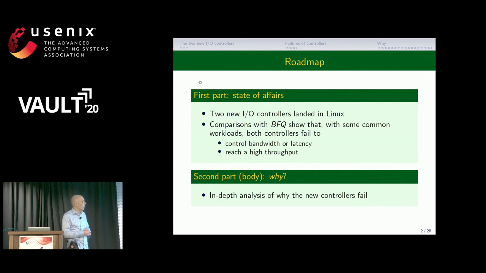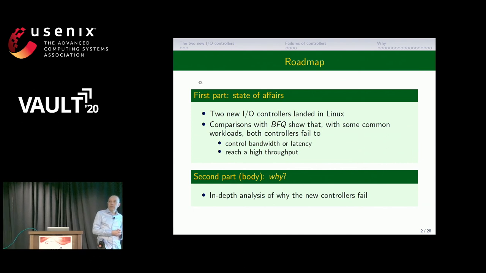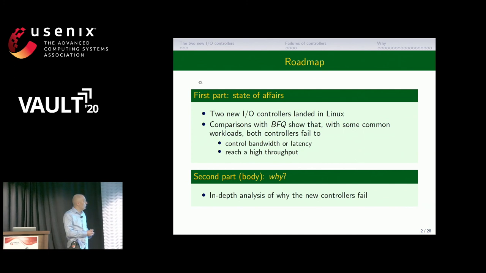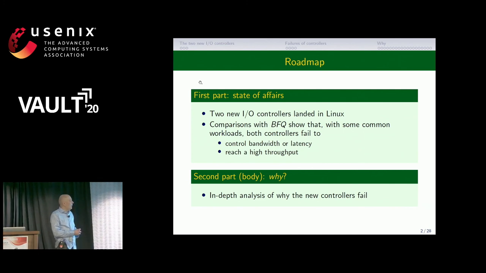BFQ IO scheduler. The essential result that I've obtained is that these controllers with several common workloads just fail to do their job. So they fail to control bandwidth, which is their goal, or to control latency, and they also fail to reach a high throughput. And so this raised a natural question, why?